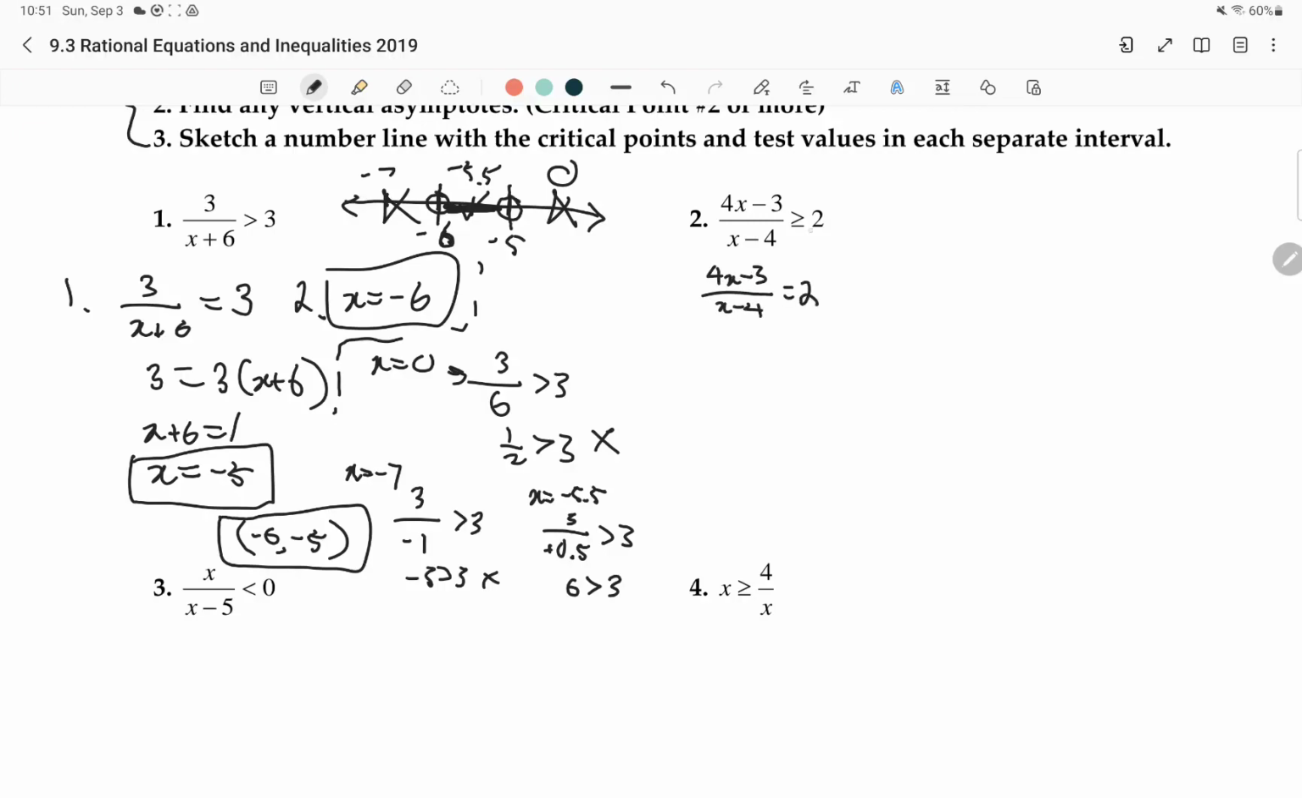And since it says greater than or equal to, we're allowed to equal to, so this makes our job actually slightly easier. So we have 4x minus 3 equals 2x minus 8. We have 2x is equal to -5. x equals -5 over 2. So this is our first critical point.